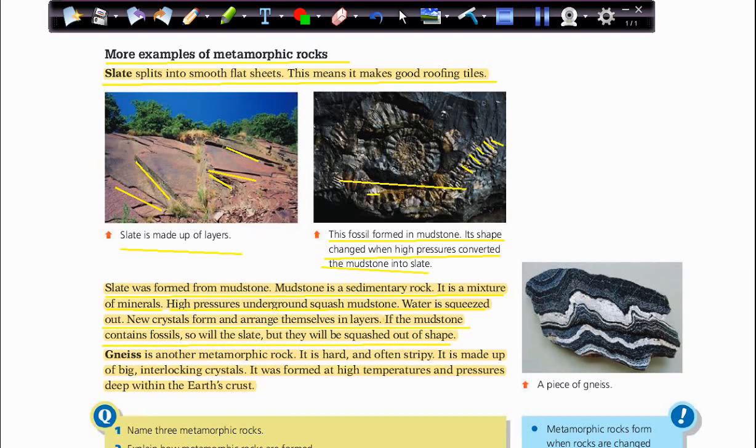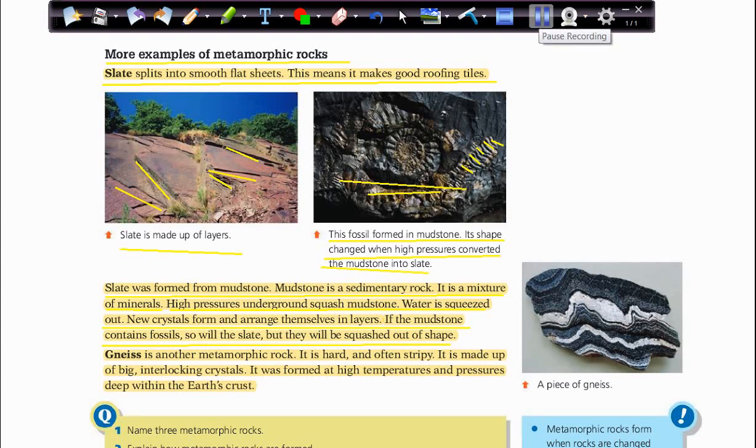So look at this fossil. You can see it. It's like up, not deep or hidden. No, it's visible because it's squashed out of the shape of the slate. So when high pressure is applied underground, this can squash the mudstone and squeeze the water out, so it can form layers because the atoms of the mudstone can change, and in this case they can form layers.